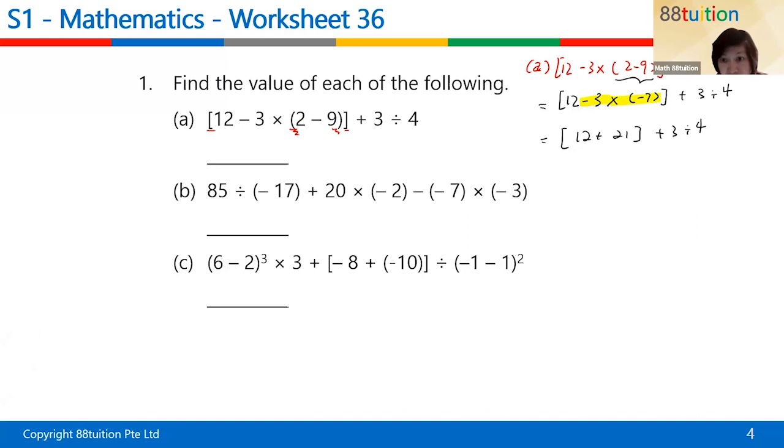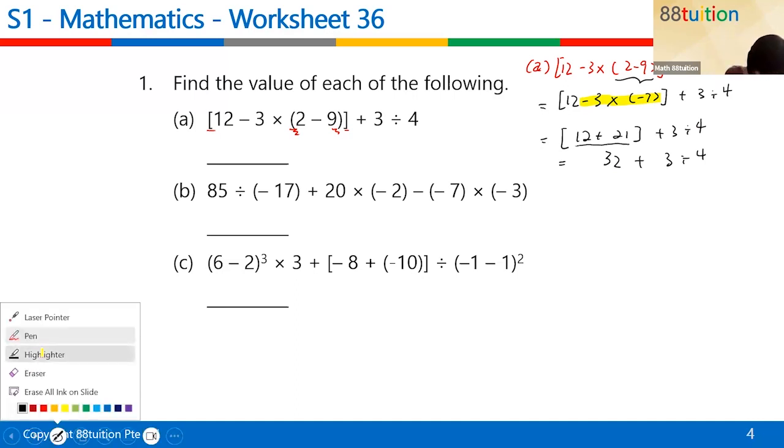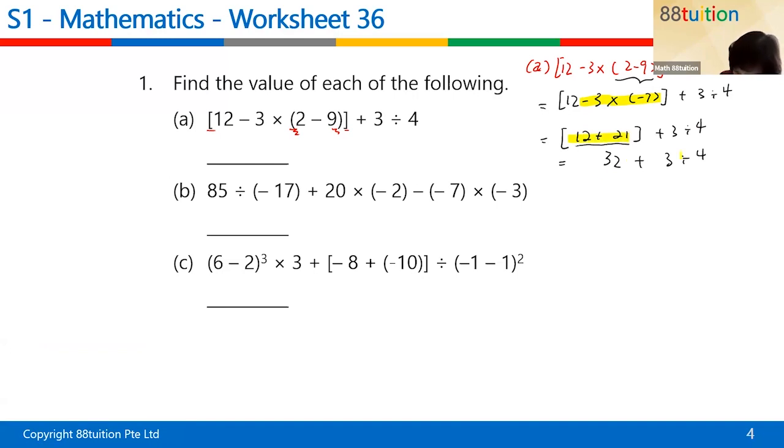Okay, so then we have 12 plus 21, that's 33, 32, plus 3 divided by 4, because this bracket goes first. Now, the other step is you get down to 32, and you have to do 3 divided by 4. Why? Because divide comes first. So 32 plus 3 out of 4. So you get 32 and 3/4, or 32.75. That's okay.